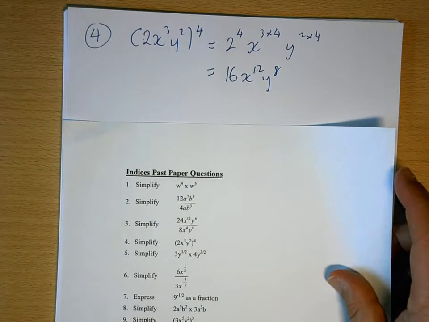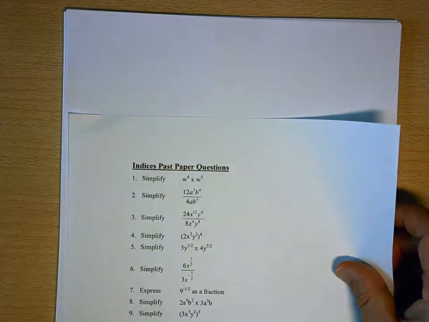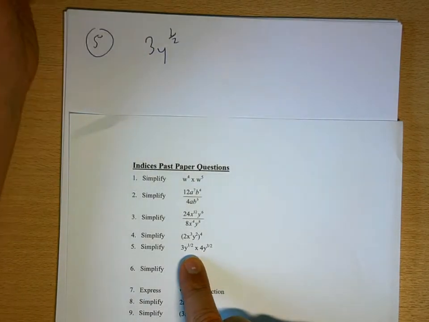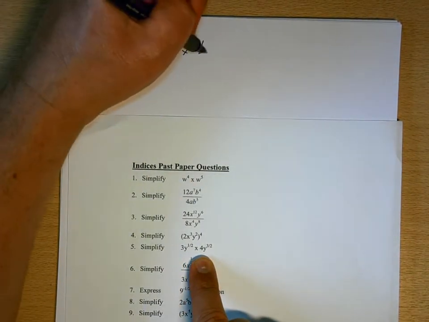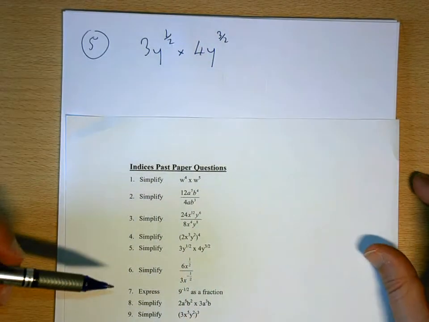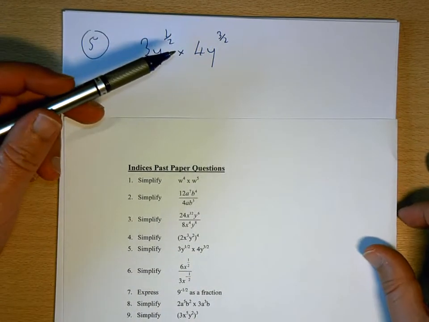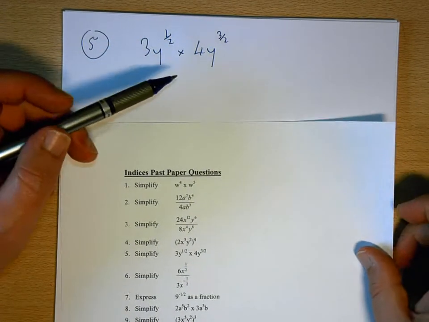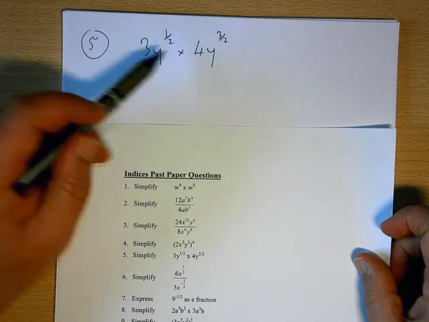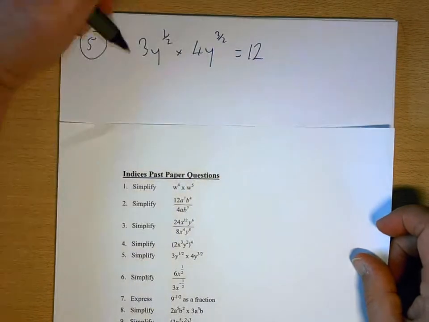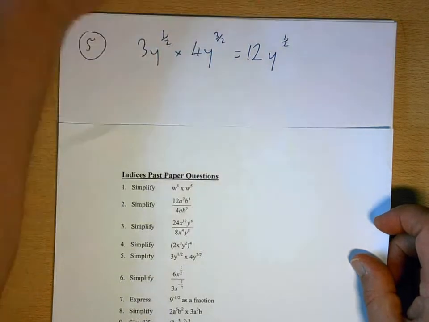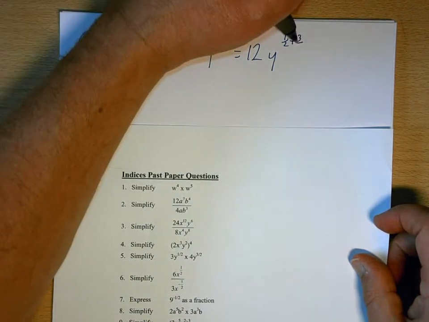Question 5. 3y to the power of a half multiplied by 4y to the power of 3 over 2. Now, fractions actually mean something else, but we don't need to worry about it at this particular point. What we've got here then is 3 times 4 is 12. The base is y, and then we're going to add half and 3 halves together.